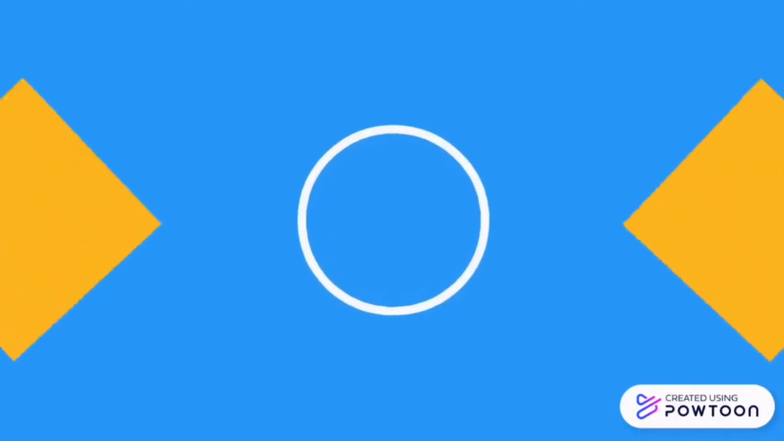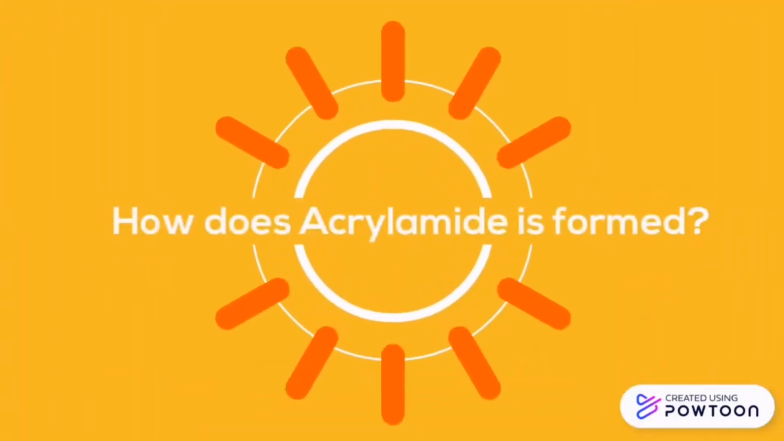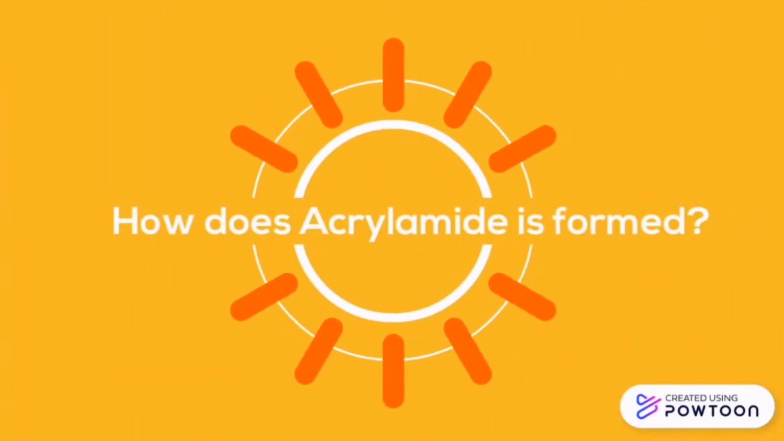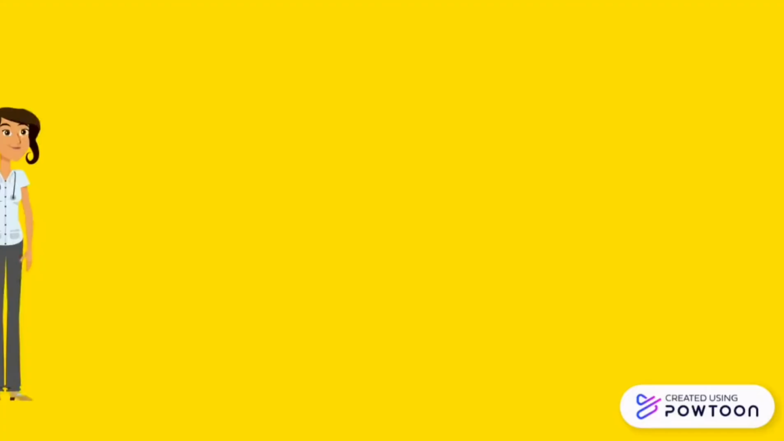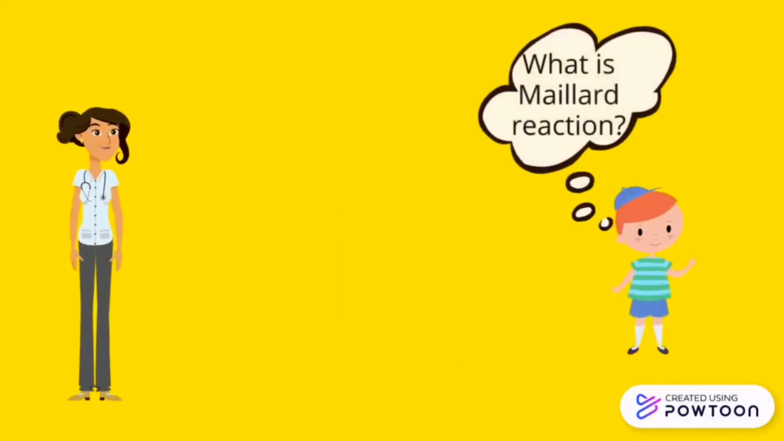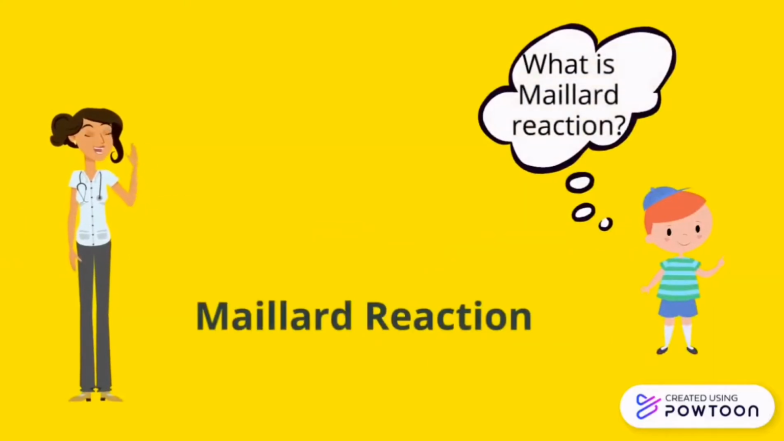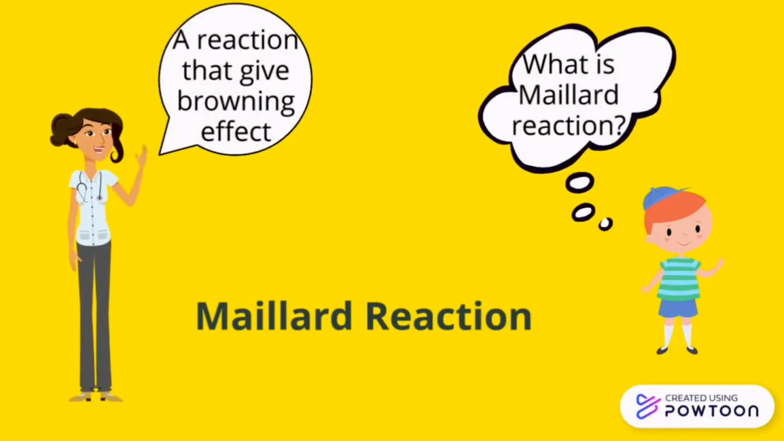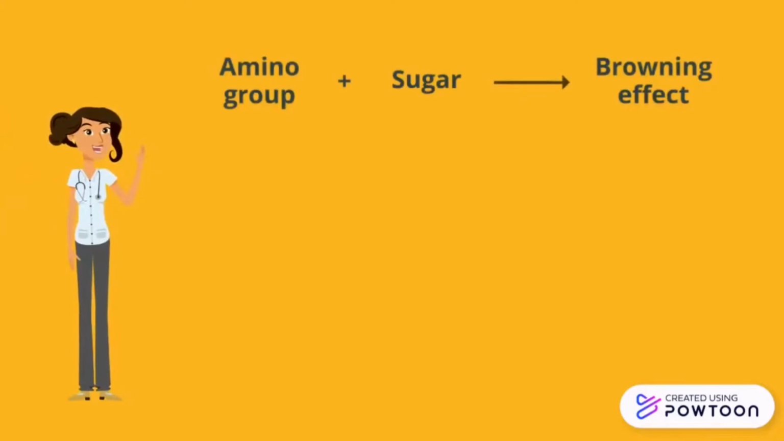Do you know how acrylamide is formed? There are few pathways to form acrylamide. One of them is the formation of acrylamide via the Maillard reaction. Basically, Maillard reaction is a non-enzymatic reaction that gives browning effect. When condensation reaction between amino group and reducing sugars happens, browning effect occurs.